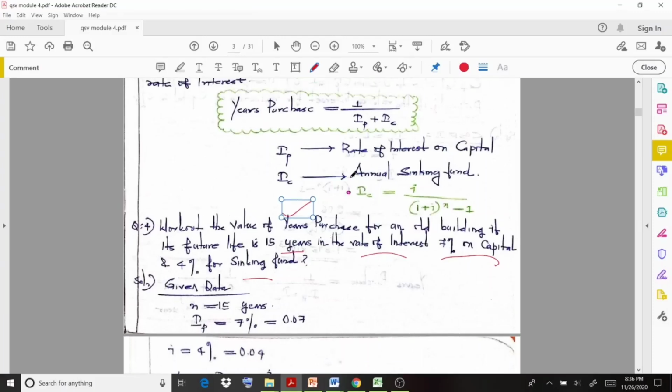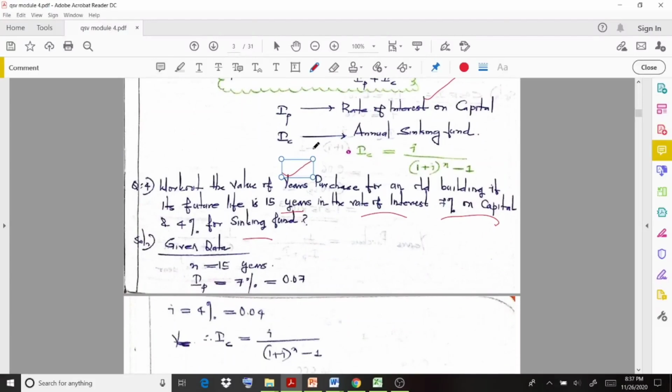If you observe here, there is an equation related to years' purchase, that is 1 divided by (IP plus IC). Here IP represents the rate of interest on capital, and IC represents the annual sinking fund. In this case, IC is going to be i divided by ((1 plus i) raised to n, minus 1). Using these equations, n, that is the future life or period, is going to be 15 years.